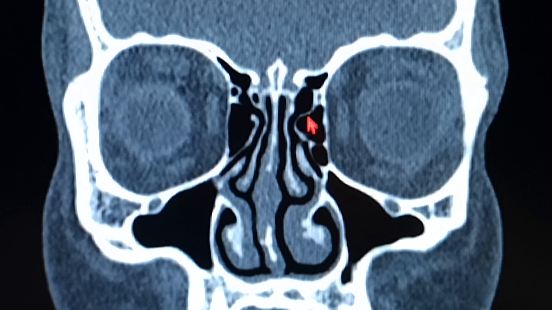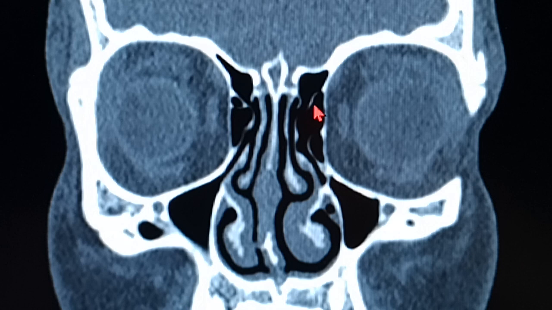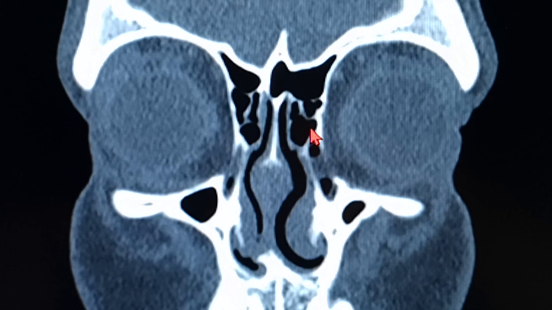So if I keep coming anteriorly, you can see the uncinate process having an attachment on the bulla over here in this case. And if I still come anteriorly, you can see this is the uncinate process going faintly, attaching on the lamina papyracea. So if I keep on coming anteriorly, you can see that this is the agger nasi air cell, and this patient is definitely having a medial drainage.